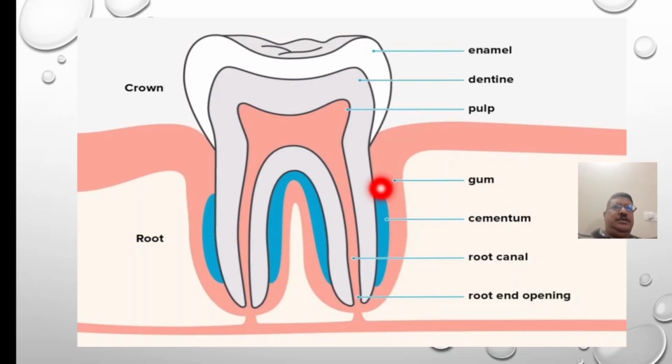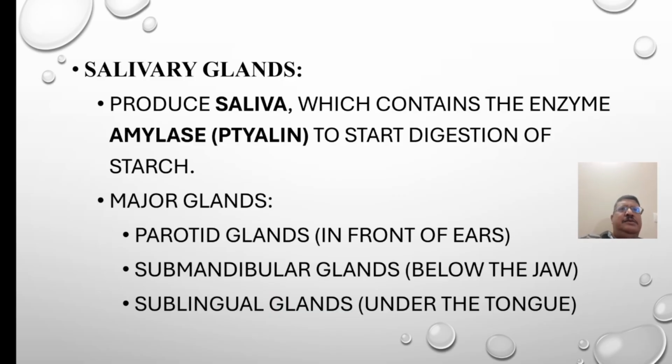Now the anatomy of the teeth, the structure of the teeth: enamel, dentine, pulp, gum, cementum, root canal, root opening, crown, root. So this is the structure of the tooth. Salivary glands produce saliva, which contains the enzyme amylase, that is ptyalin, to start digestion of starch. Major glands: parotid glands in front of the ear, submandibular glands below the jaw, sublingual glands under the tongue.